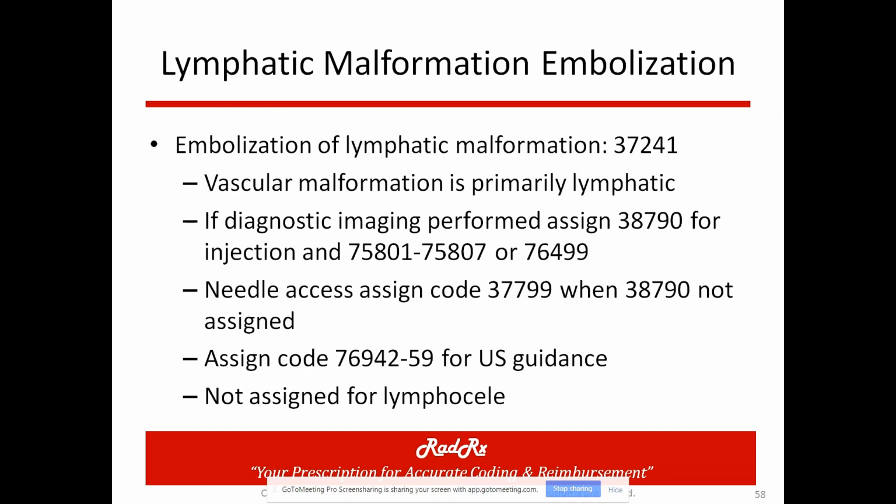And then here's something that's a little bit awkward in its coding. So we have lymphatic malformations. If a lymphatic malformation is primarily lymphatic, then that would qualify for 37241. So that is when you would use that. So we're not talking lymphocele, which would be the 49185 we looked at. Lymphatic malformation, when we're talking about a vascular malformation, is 37241.